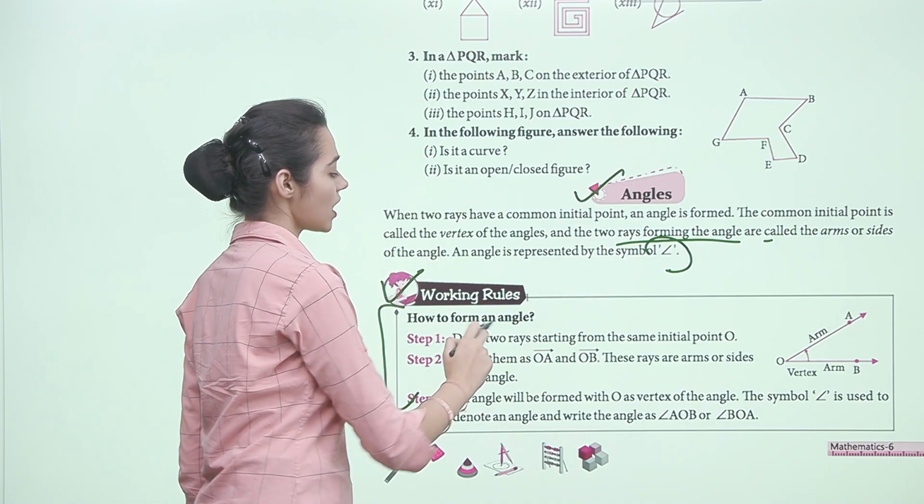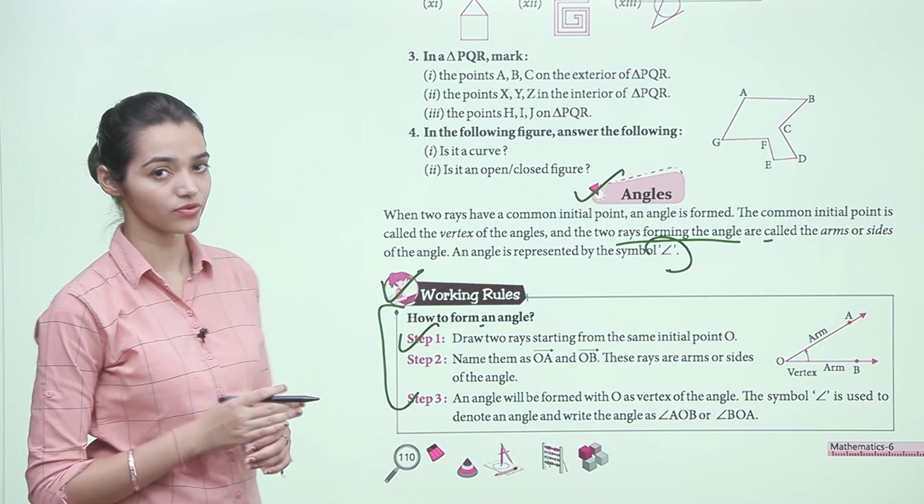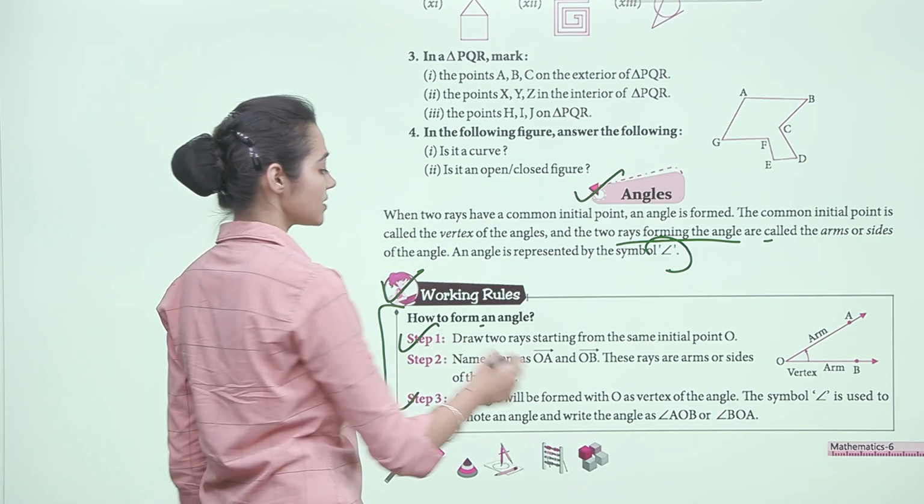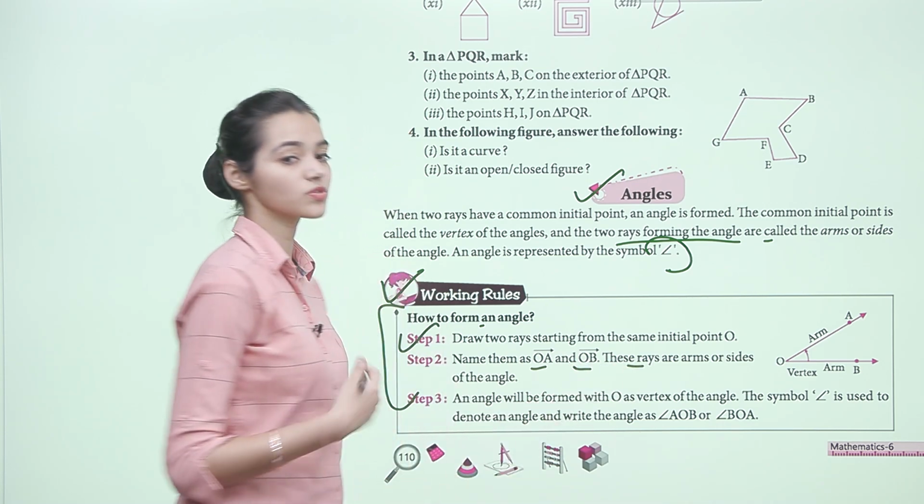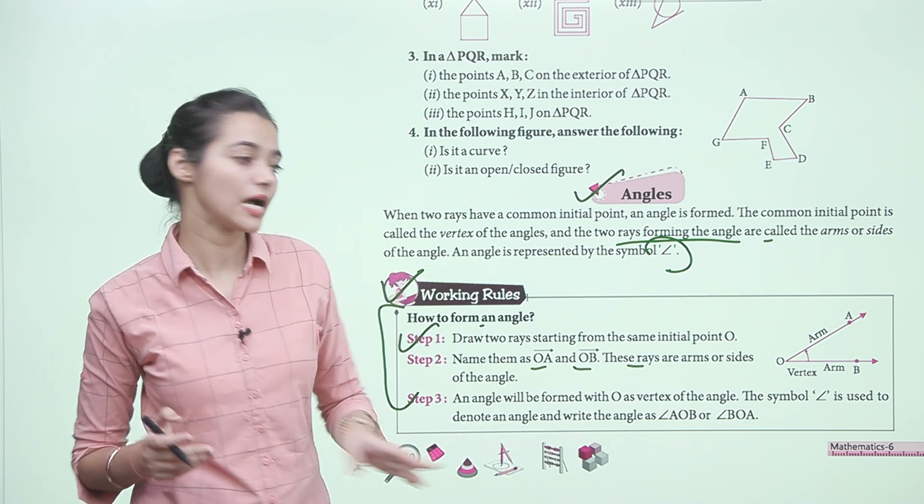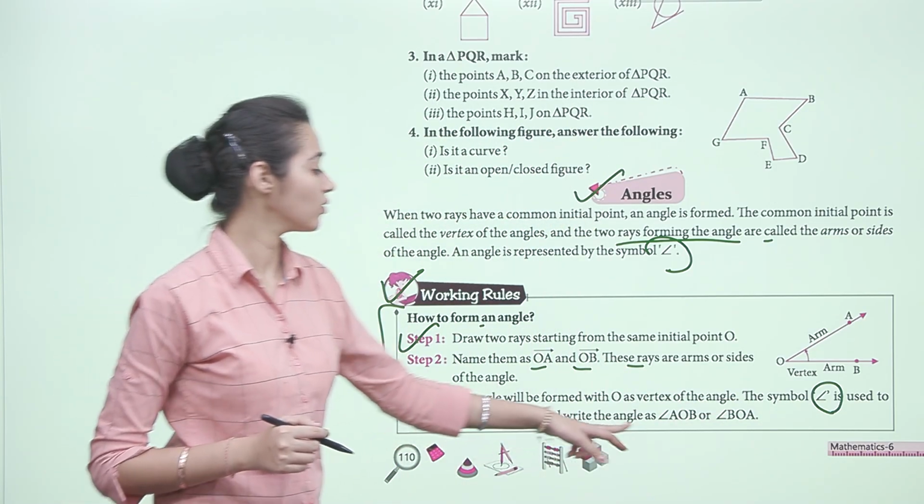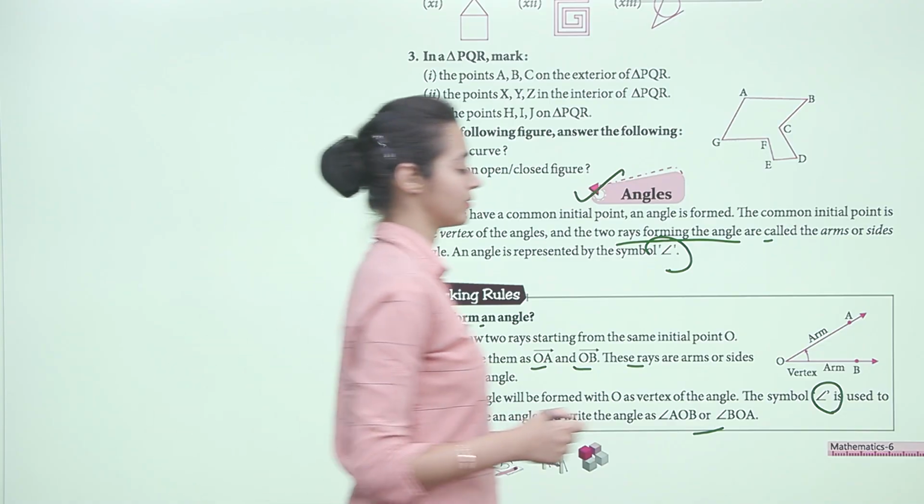Here are the working rules for how to form an angle. In step 1, we will draw 2 rays from the same initial point. Then we will name them OA, OB, and these rays are the arms or sides of the angle. Then an angle will be formed with O as the vertex, and this symbol is used to represent an angle, that is angle AOB or angle BOA.